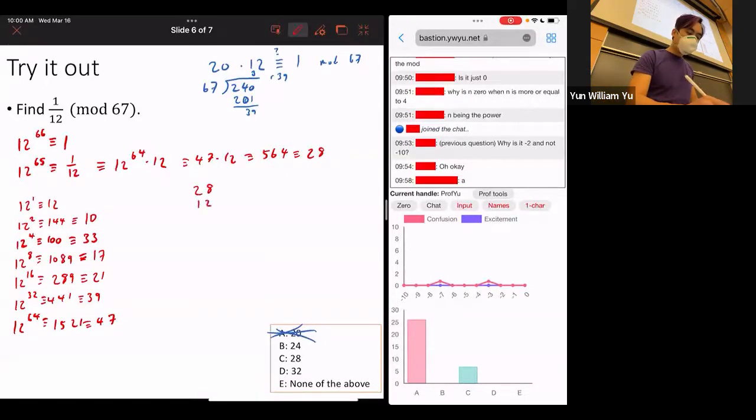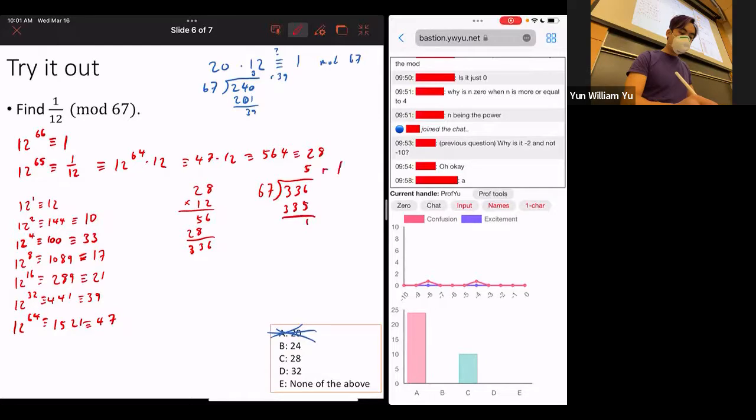So what's 28 times 12? Well, 28 times 12, that's 56, and that's 28. So that's 336, right? And what's 336 divided by 67? So that's 1, 2, 3, 4, 5. So that gives you 335. So that's remainder 1. And so it is indeed 28.